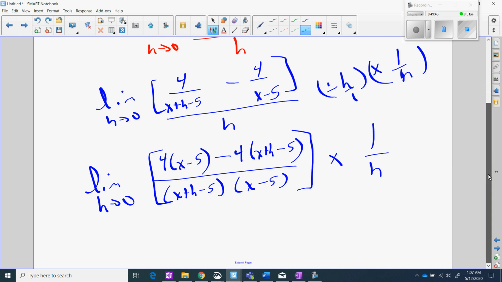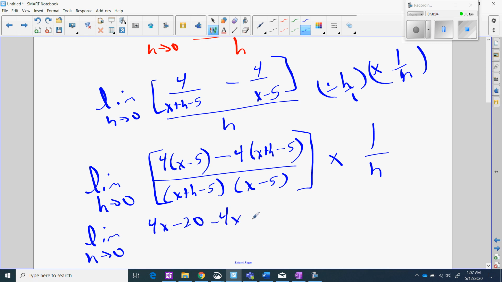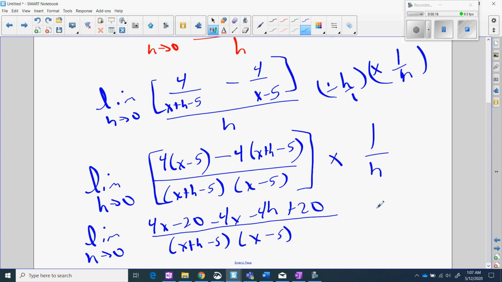Well, if you're starting to get the drift of this at all, you're probably guessing what should happen here. What should happen here is we end up with some h that's going to cross out this h. So let's see, if we expand the top out of this fraction: 4x, take away 20, take away 4x, subtract 4h plus 20. That's the numerator. You still get this, so that doesn't go anywhere. X plus h minus 5, x take away 5, multiplied by 1 over h.